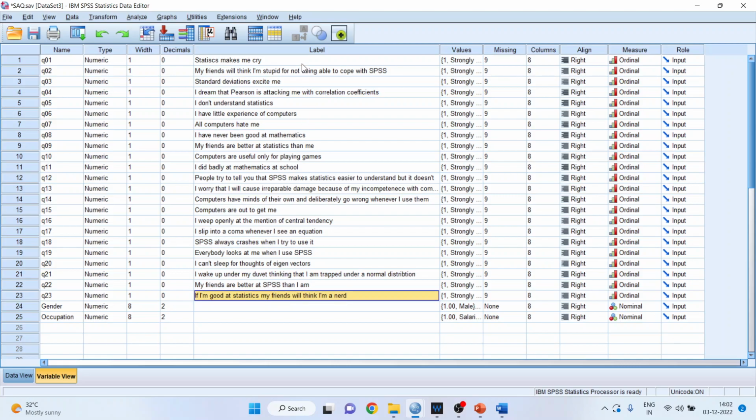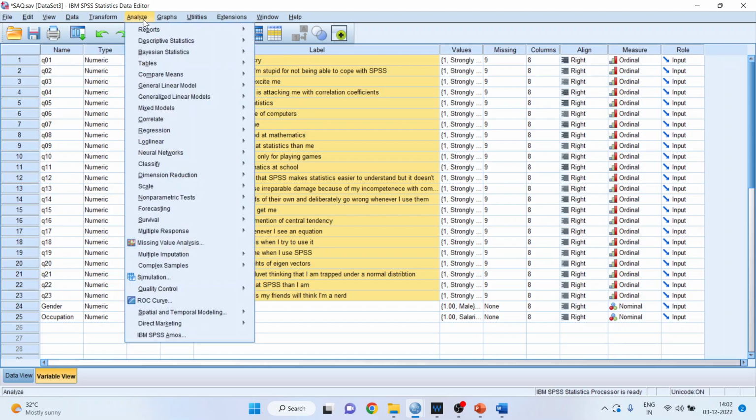Now, our objective is to make groups out of these 23 statements, or rather, in simple language, can I club these 23 statements into 4 groups or 3 groups? And then I will name these groups. So let us see, is there any way in which I can club them together or not? So I'll go in Analyze, Dimension Reduction technique, and I'll activate Factor.